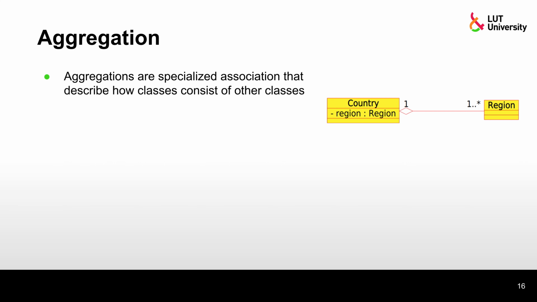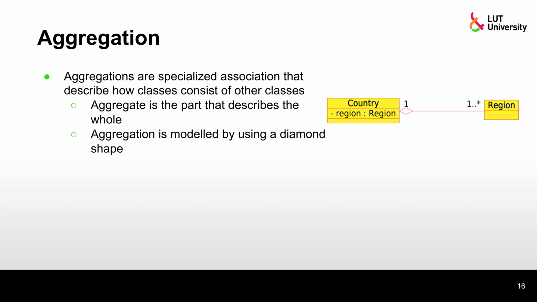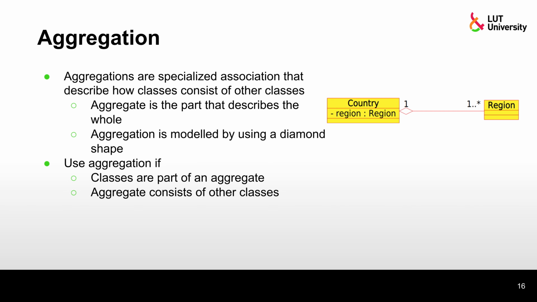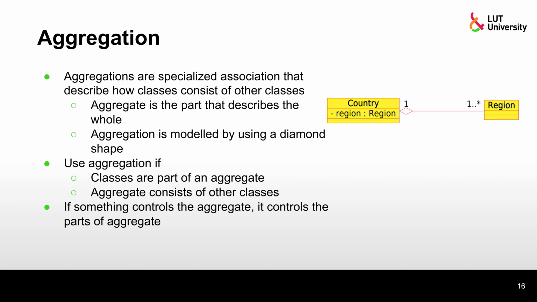But a country can have several regions. So in Finland we have Lappeenranta and Lahti regions, for example, and in Germany we have Berlin and Hamburg, for example. So the country has something, it has regions in this example. The aggregate is the part that describes the whole, and aggregation is modeled by using a diamond shape. So this is the diamond shape. Use aggregation if classes are part of an aggregate. An aggregate consists of other classes, and if something controls the aggregate, it controls the parts of the aggregate. So basically, if, for example, the president here in Finland controls the country, it also controls, in that sense, the regions like Lahti and Lappeenranta.